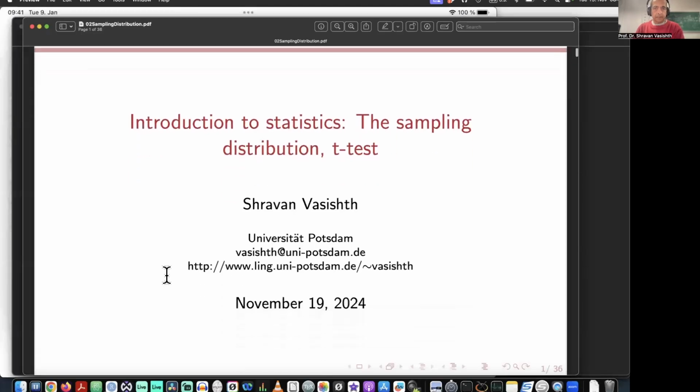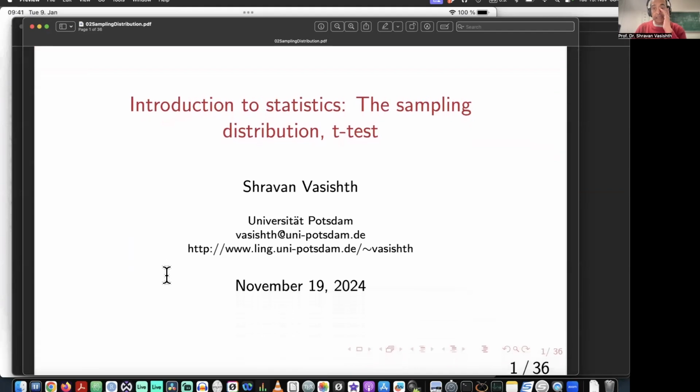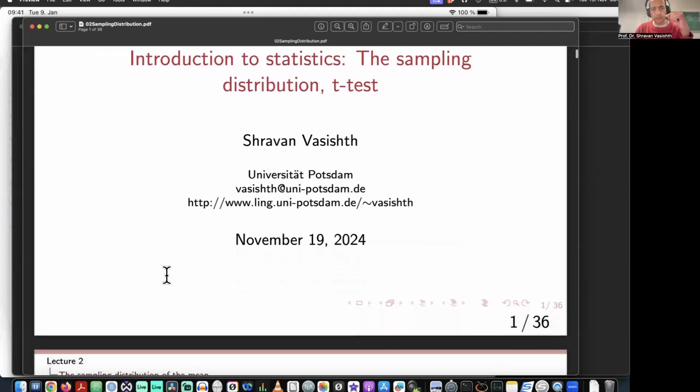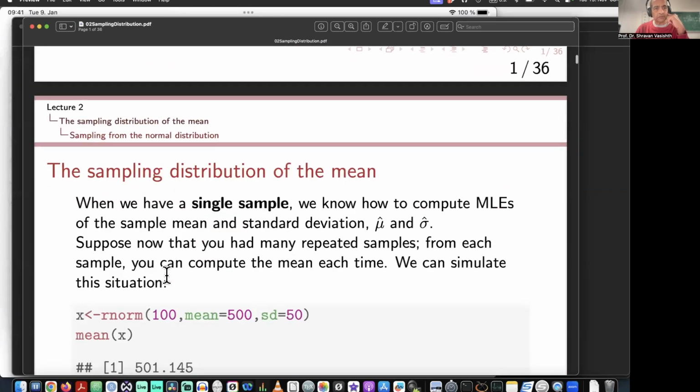So here are the slides. I'll be providing the slides to you on Moodle as well as the source code behind it so you can rerun all the code yourself.